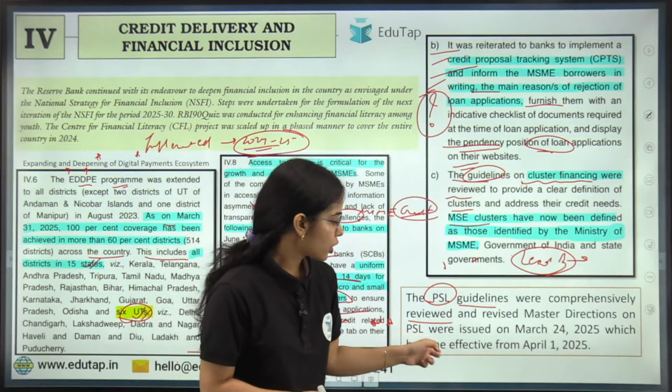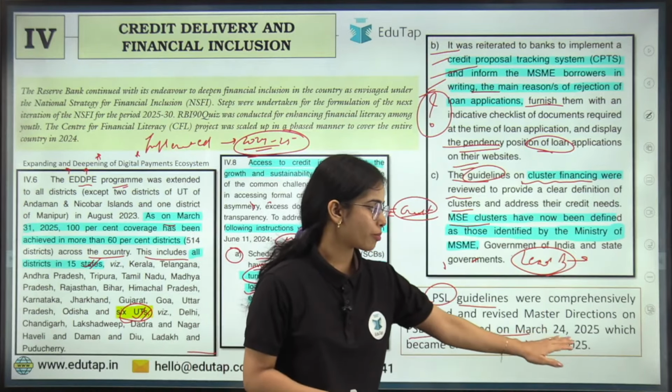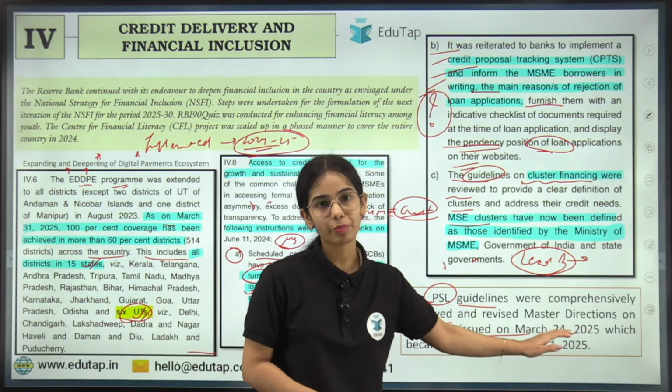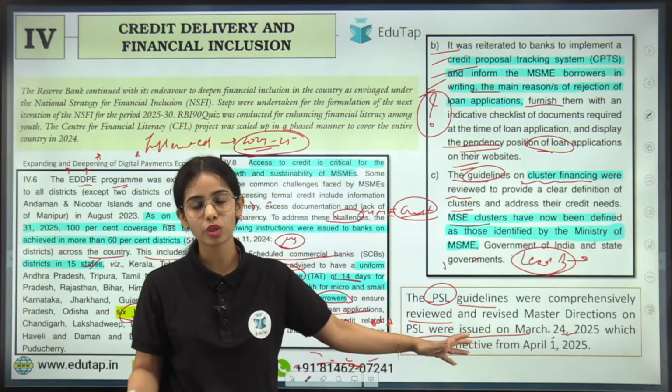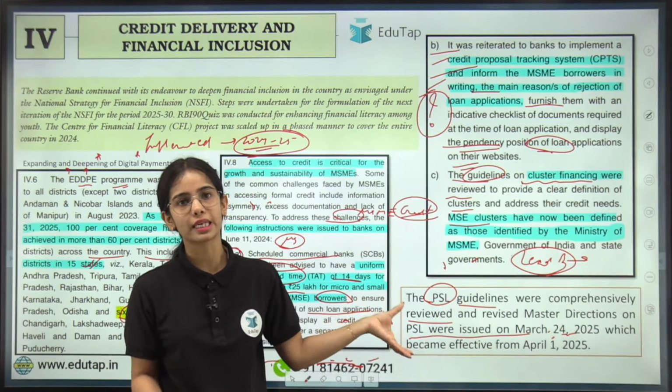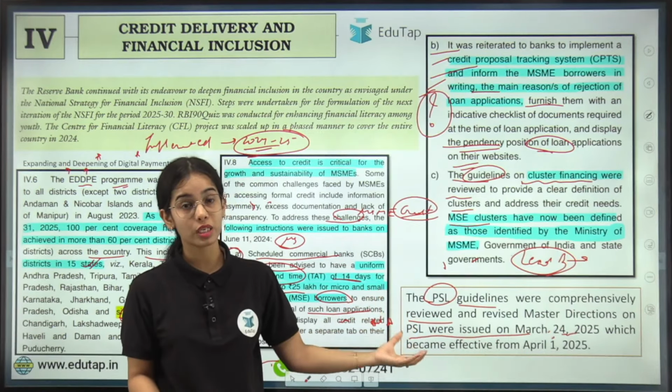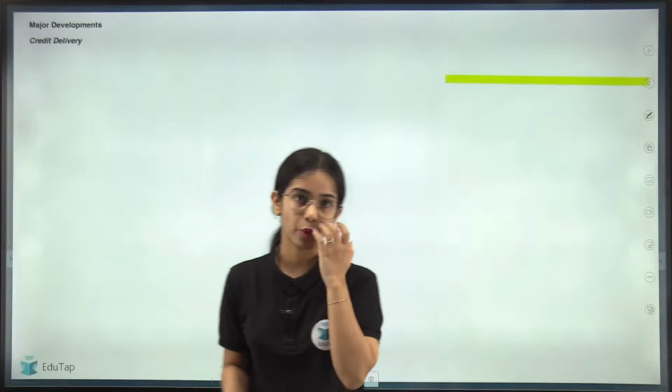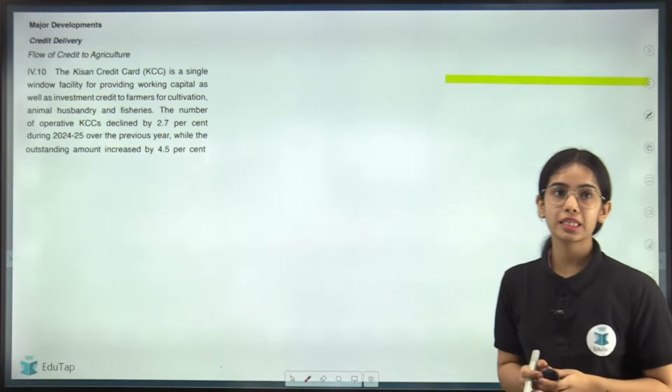Master directions on priority sector lending were issued on March 24, 2025. Now the priority sector lending guidelines were reviewed. So this we have discussed in detail. I have taken a detailed session on the priority sector lending guidelines, so you have to see, because priority sector lending guidelines are very important. Next is major developments in the credit delivery.